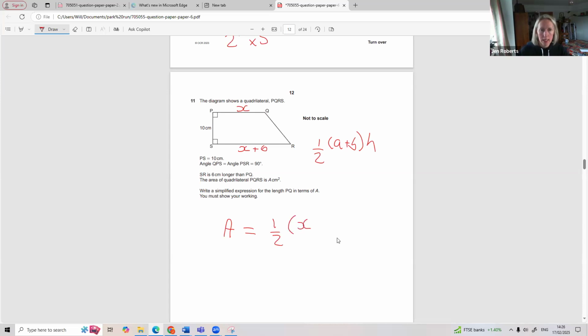So A is X. These are our parallel sides, the A and the B. Add X plus 6, times 10. Half times 10 is 5. X plus X is 2X plus 6. I'm going to multiply out those brackets.